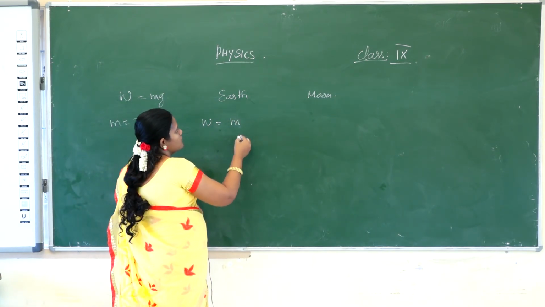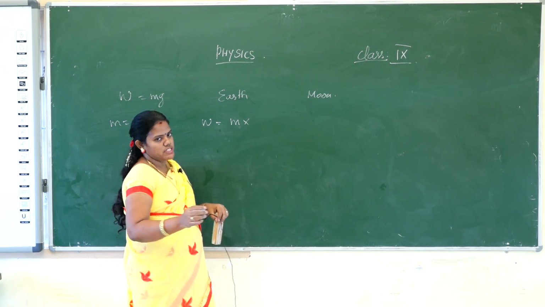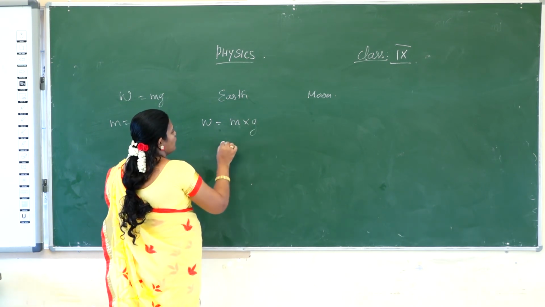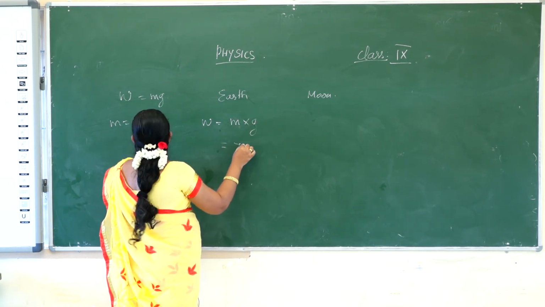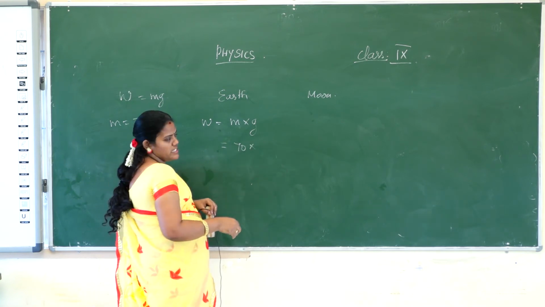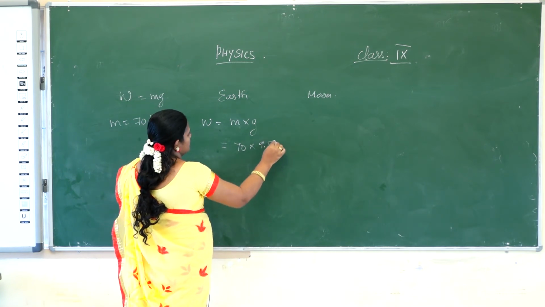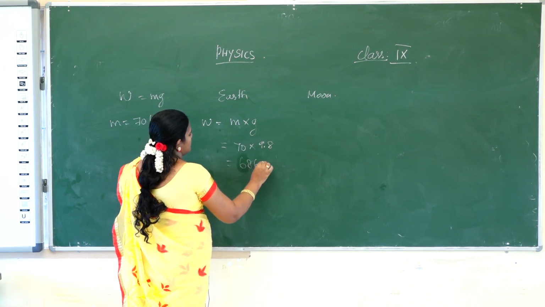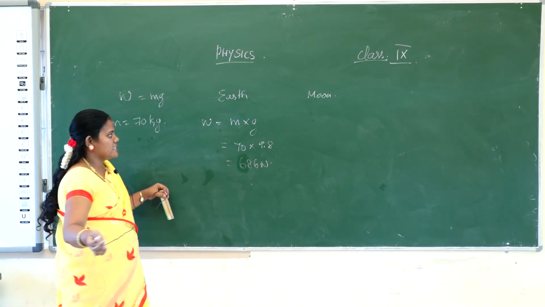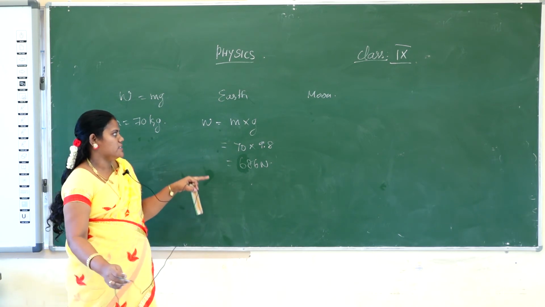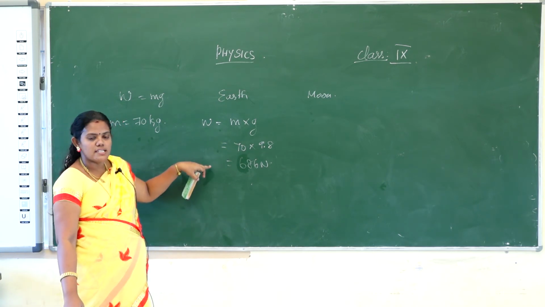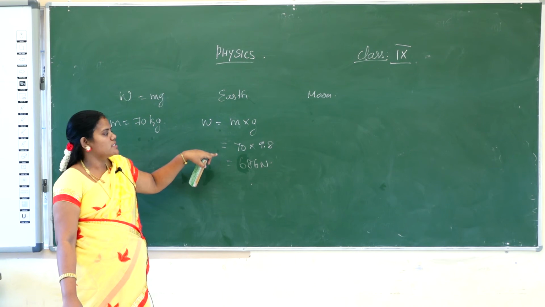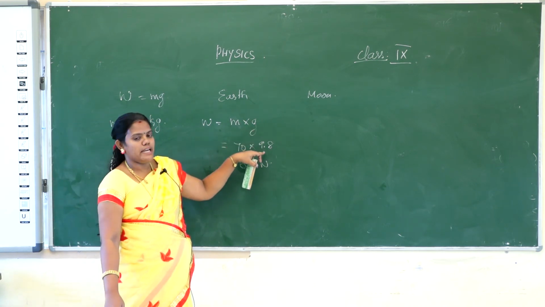Here g is the acceleration due to gravity on earth. What's the mass value? That is 70. What's the g value? It is 9.8. So 70 into 9.8 is 686 Newton. That is the weight of the person standing on the earth, because the acceleration due to gravity is 9.8.